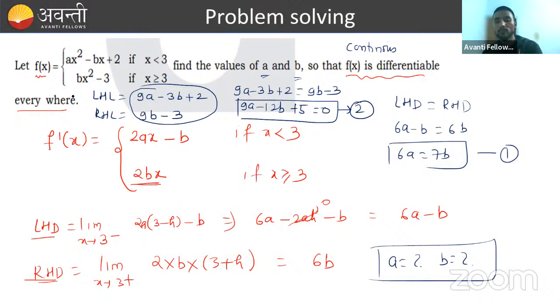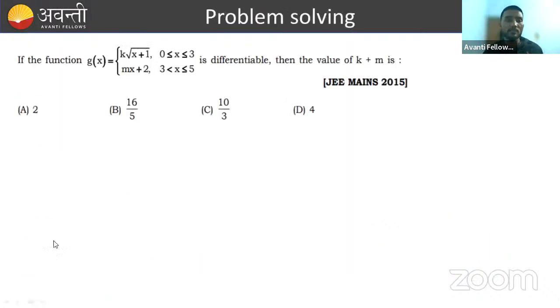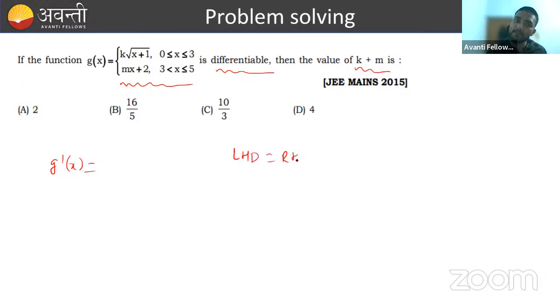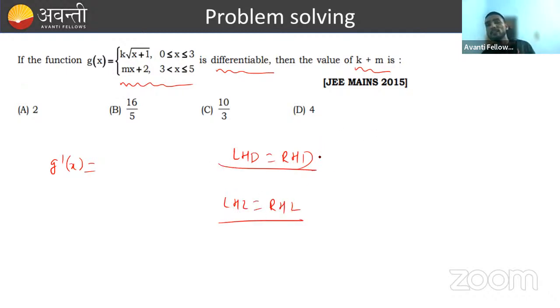Okay, so that's it for today's class, guys. Already the time is over. You can solve this problem also. Again, here you will apply the same thing: if it is differentiable, one time you have to do the derivative part, just find g dash x and find LHD equals RHD, and the other one is you have to find LHL equals RHL. So from there you will get two relations in k and m. After solving this, you will get the k value and m value. Just add them, that will be the value. So the answer will be A.